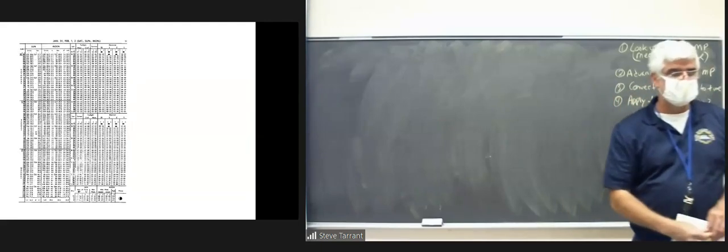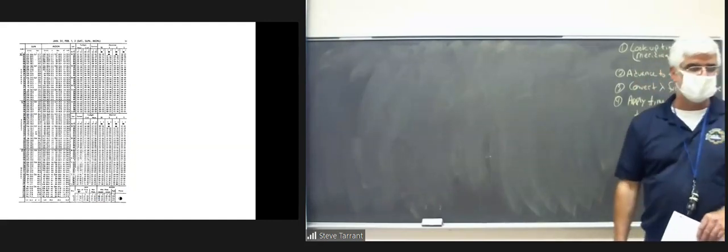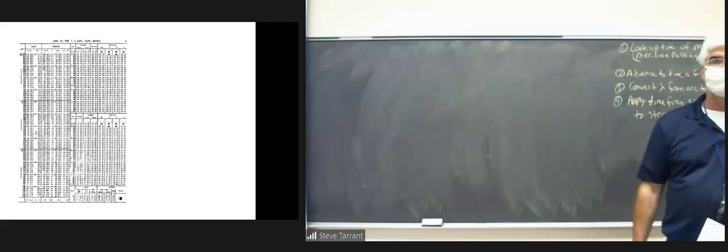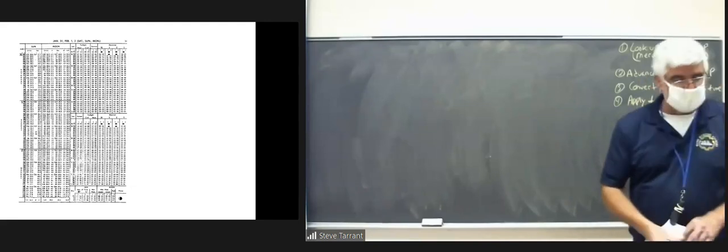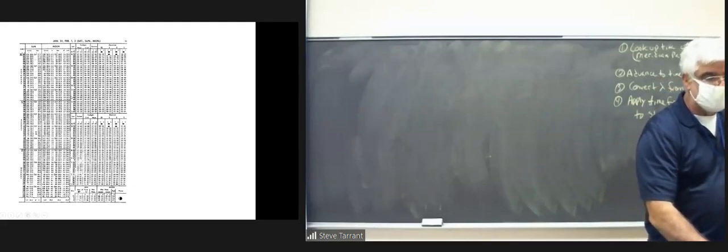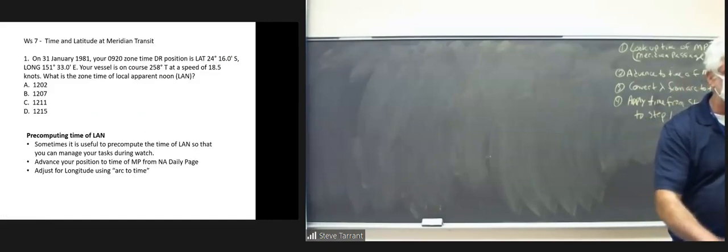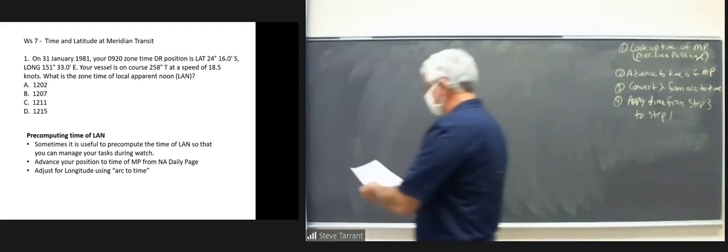All right, so step one, look up meridian passage. Where do you find meridian passage? Yeah, it's on the bottom. You go to your daily page and it's at the bottom right-hand corner. Okay, so we're going to need that. But before we do that though, let's pull some data out of here that we're going to need, okay?